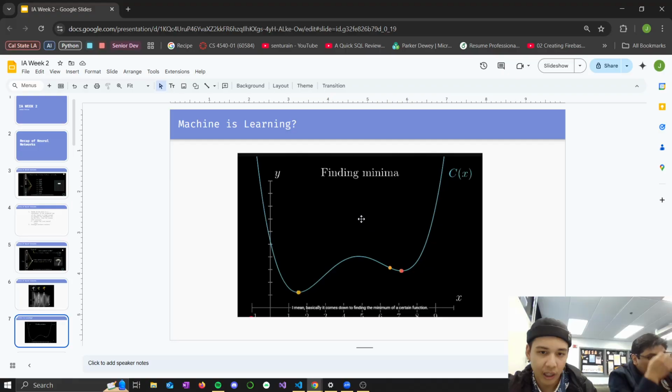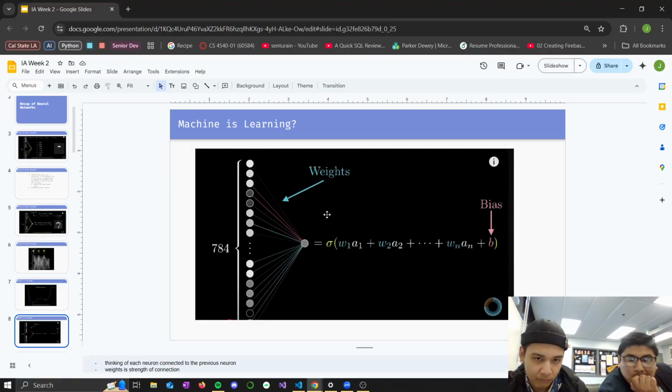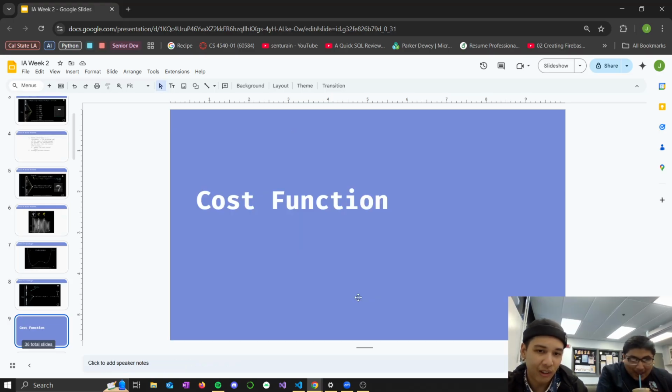So how is the machine learning? It's technically just finding a minimum, the lowest point in the graph, and this is going to be important. I was just saying there are weights and bias, but how do we determine what's the best fit for it? That's where the cost function comes in.